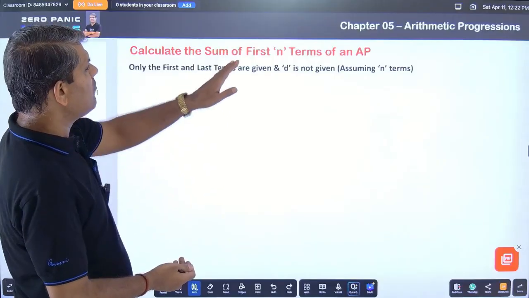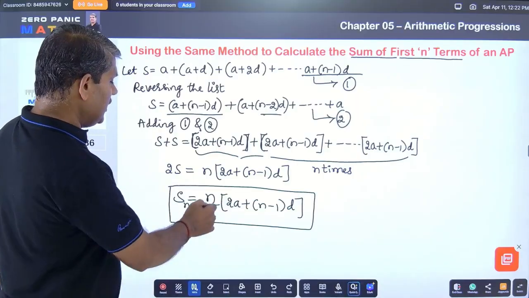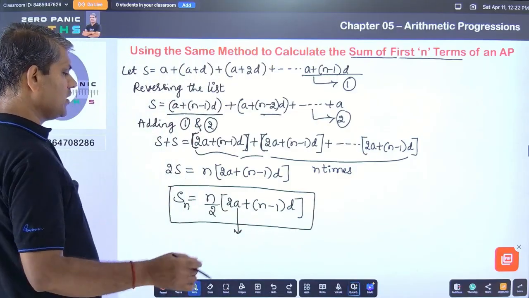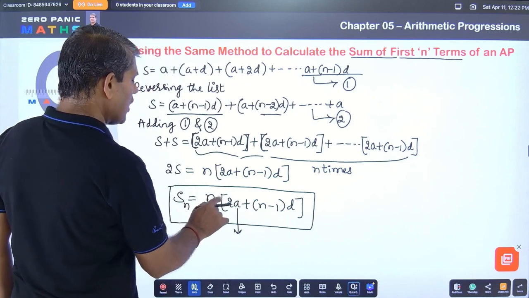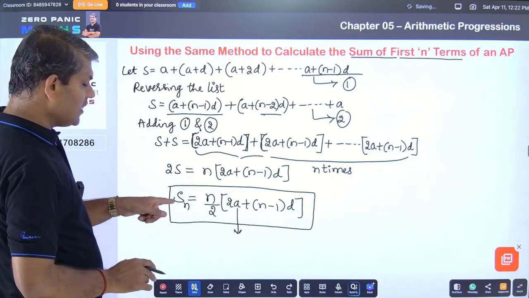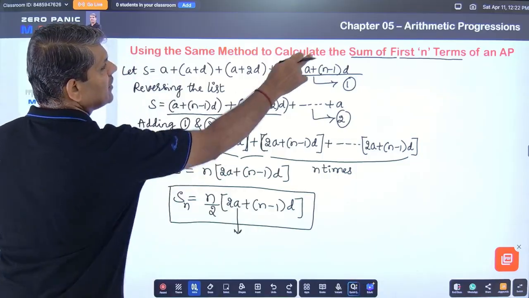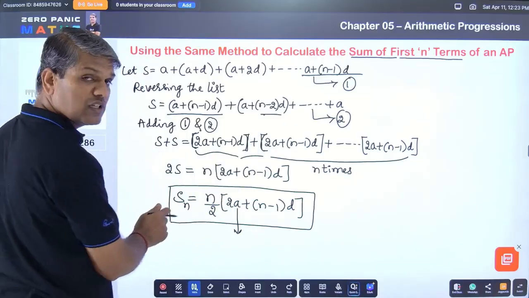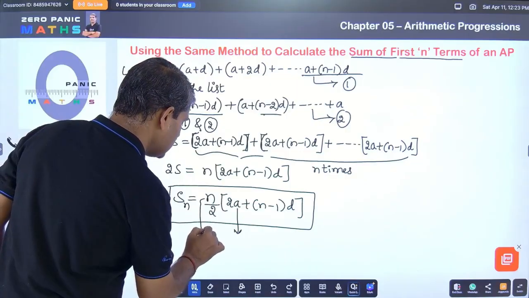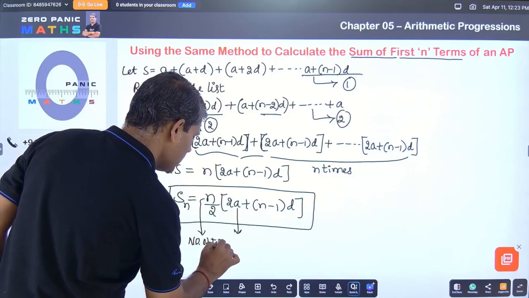Now calculate the sum of first n terms of an AP. In this formula, what are a, n and d? You should be knowing this. And what is Sn? Sn is the sum of n terms. And what is n? It is the number of terms, right?